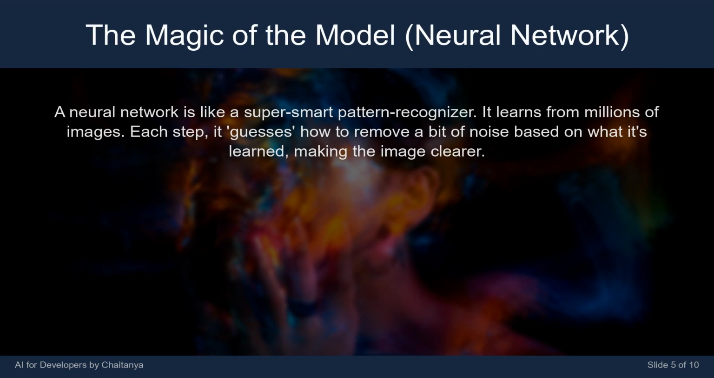A neural network is like a super smart pattern recognizer. It learns from millions of images. Each step, it guesses how to remove a bit of noise based on what it's learned, making the image clearer.